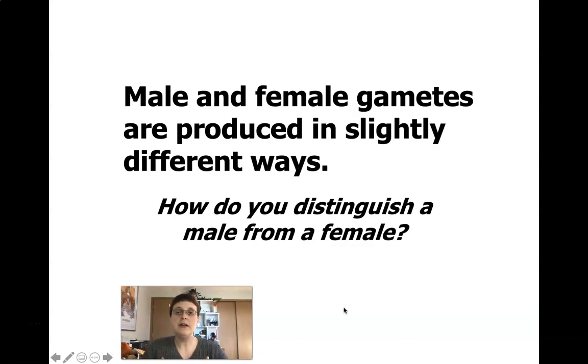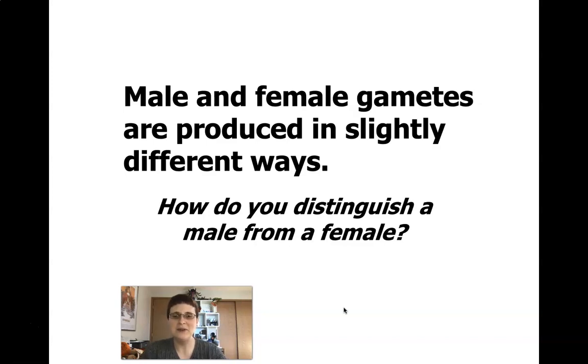In the previous video, you saw how we make gametes via meiosis, but basically whenever we see meiosis done, we're seeing male gametes being made. We're seeing how we make sperm. And the thing is that male and female gametes are produced in slightly different ways. So the question is, how do you distinguish a male from a female?